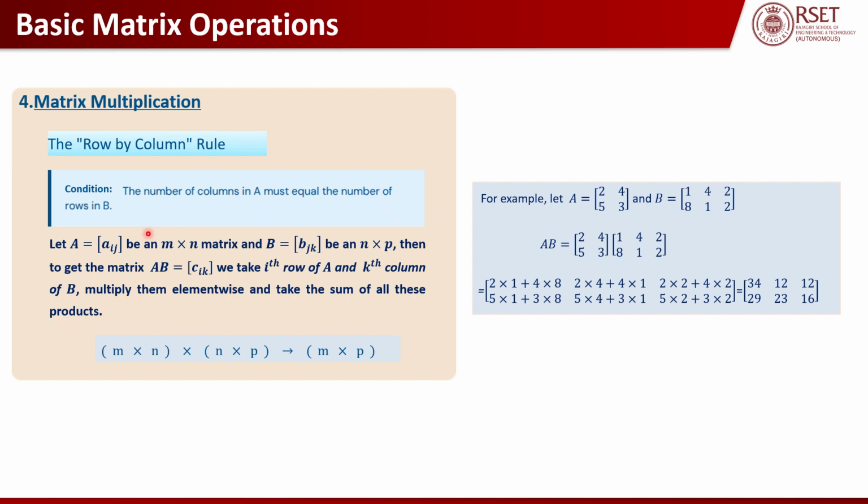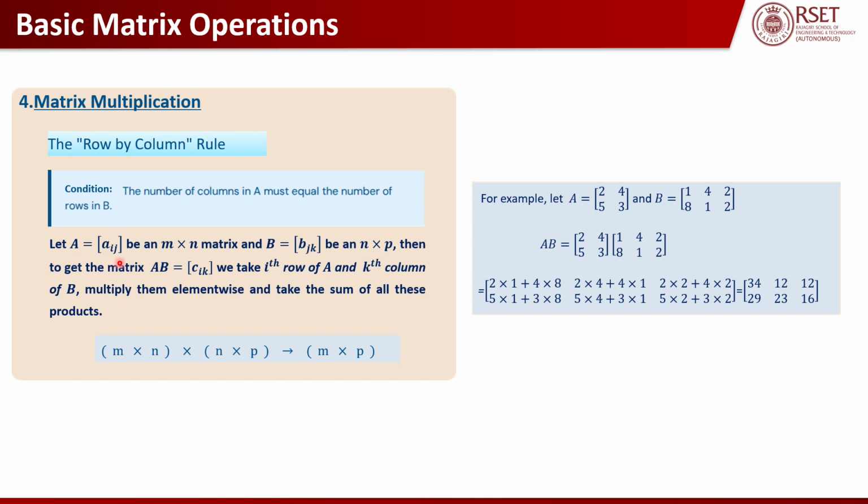Matrix multiplication is quite complicated. The first condition is that if you are taking a matrix A and a matrix B, and multiplying A by B, the number of columns of A must be equal to the number of rows in B. That is the first condition you should look at. Whenever you get two matrices, first check whether the number of columns of matrix A is equal to the number of rows of B. Matrix multiplication goes by this.